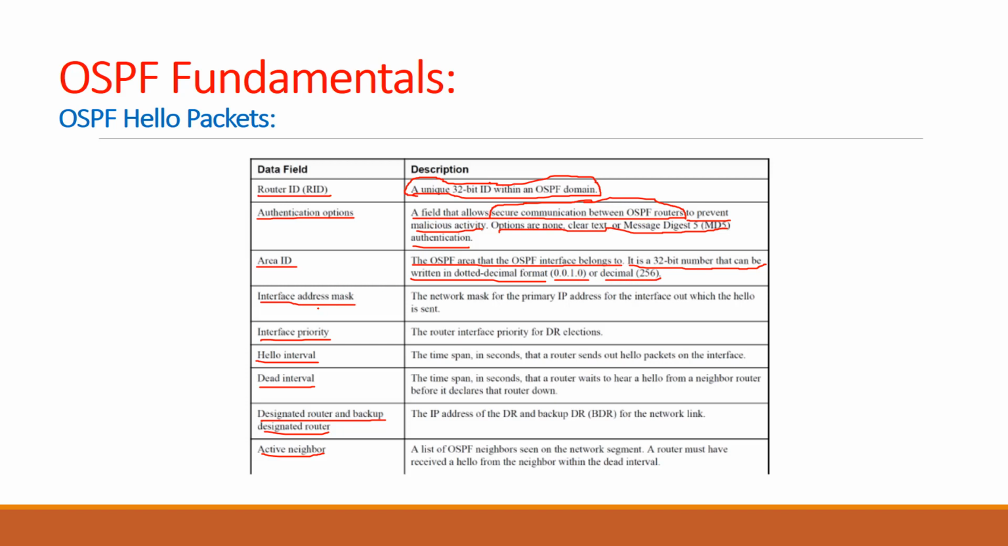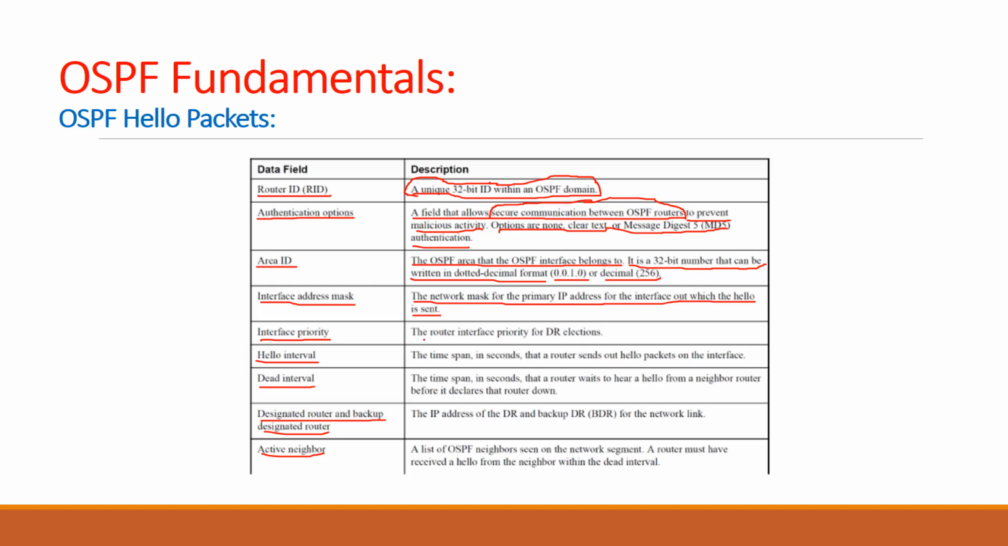The fifth field of the OSPF hello packet is the interface address mask. The network mask for the primary address for the interface out which the hello is sent.